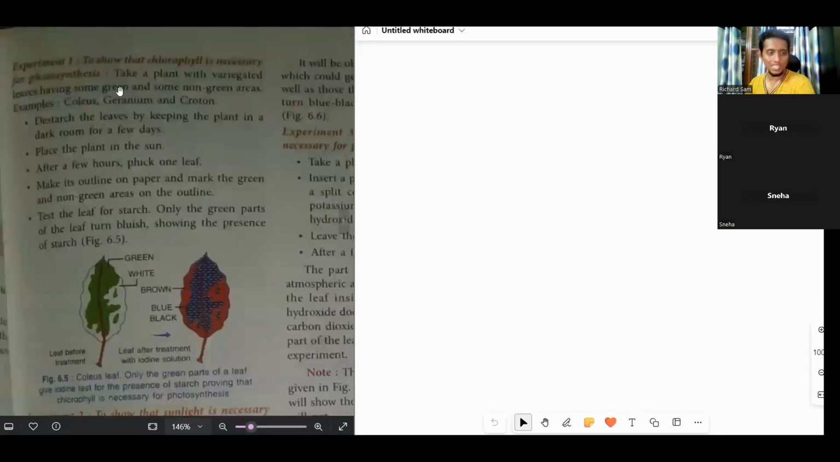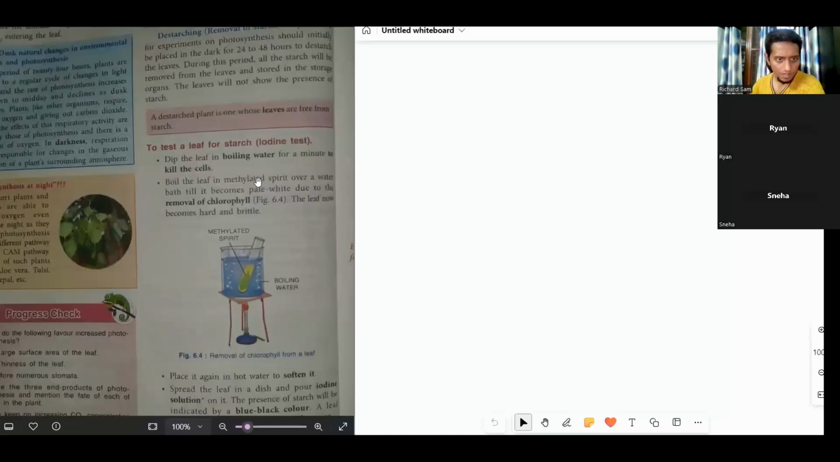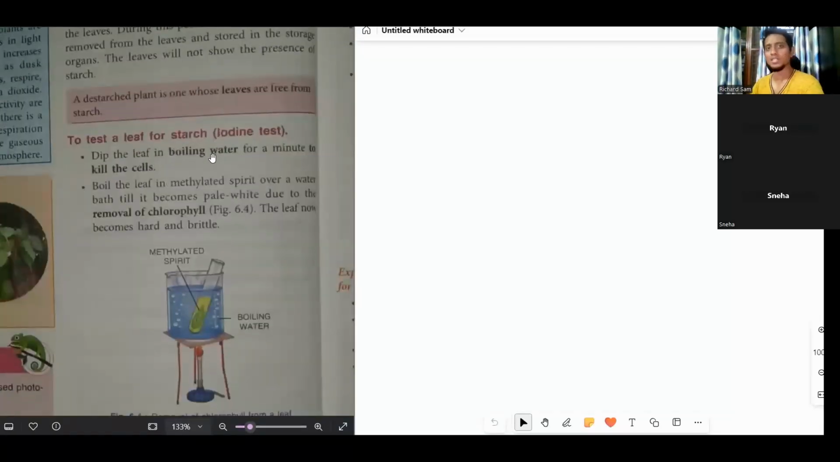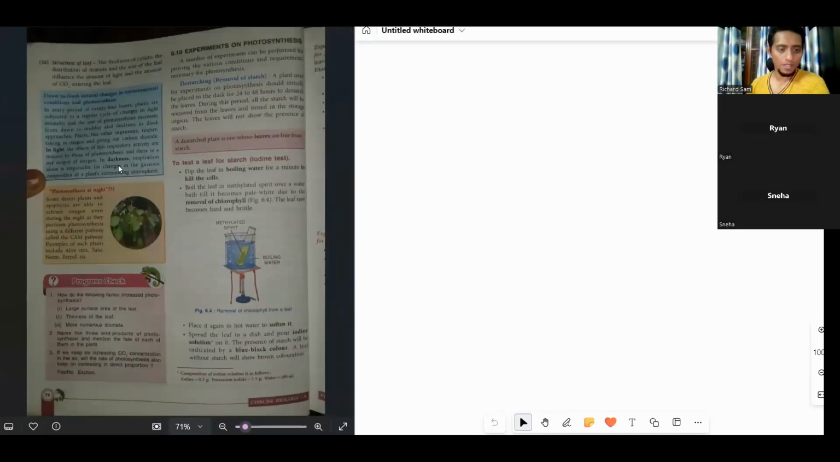Okay. So that is not an experiment. That is just the general method you're going to use in every experiment. You're going to kill the leaf and you're going to remove the chlorophyll. How do you kill the leaf? Dip the leaf in boiling water. That's how you kill the leaf. How do you remove the chlorophyll? By using methylated spirit, dipping it in boiling water. Okay.